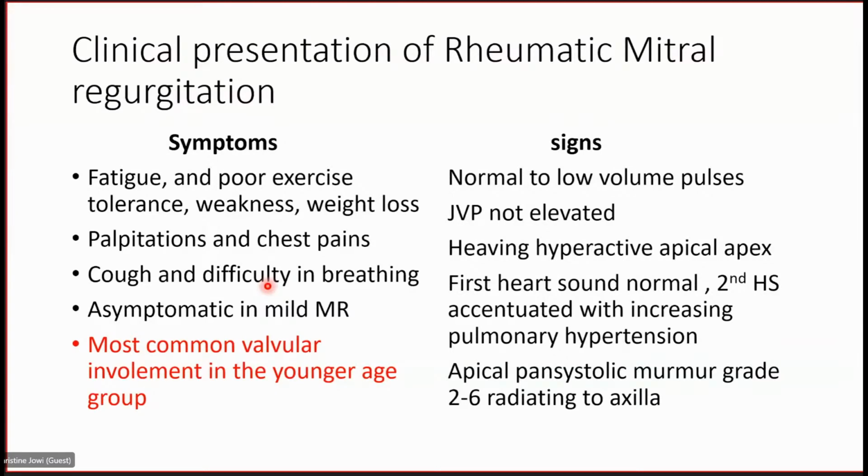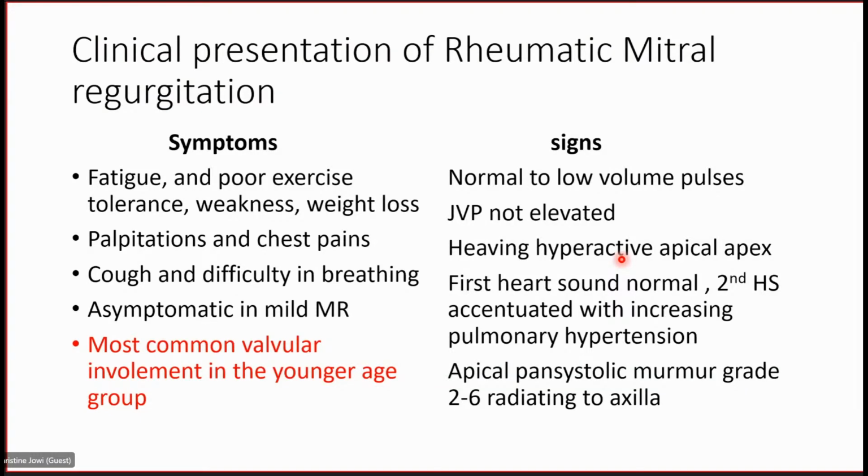Those are the problems they come with when they walk into the clinic. When we examine them and feel for the pulses, they are usually fast and of low volume. The jugular venous pressure is not elevated, but the most striking thing is at the apex. It is a hyperactive apex. It pushes your hands up as you put them there, and you really can't localize it. It is heaving and hyperactive.